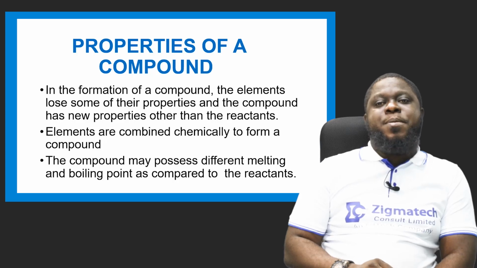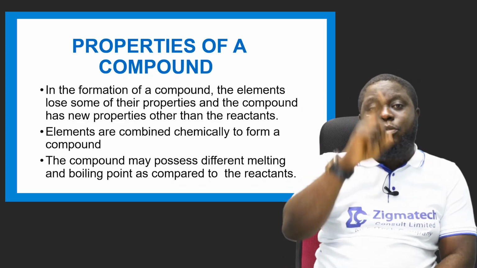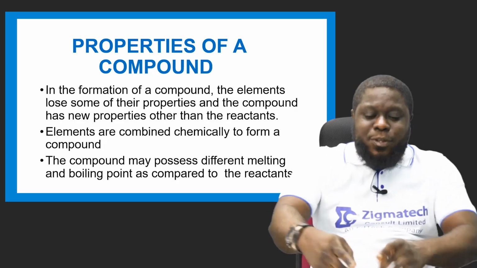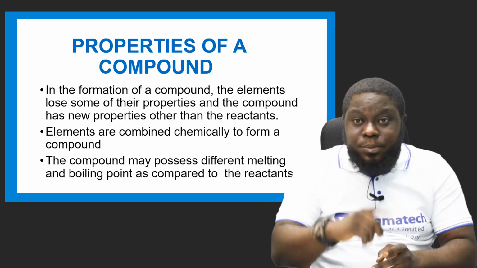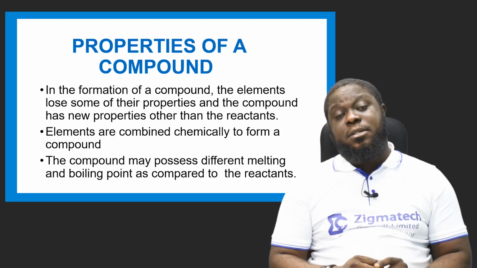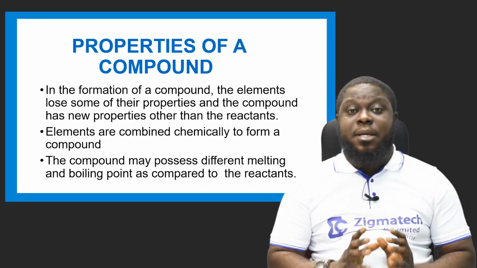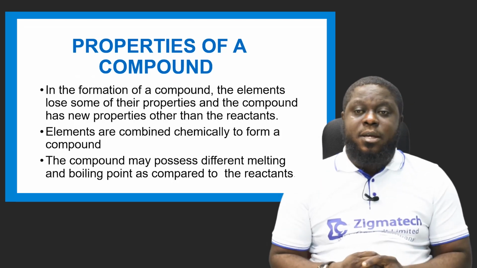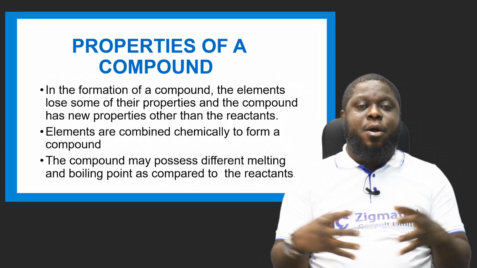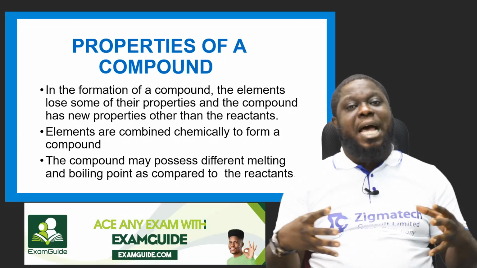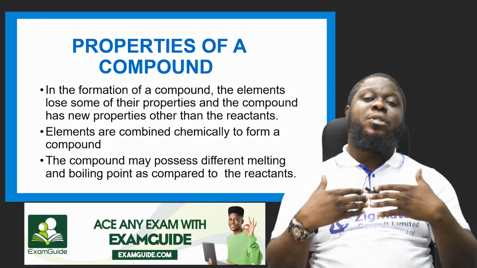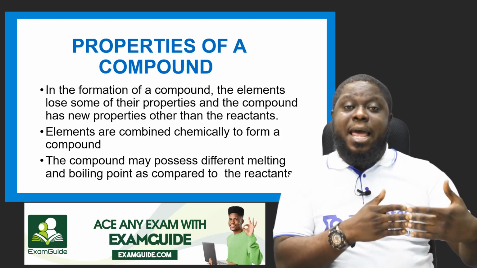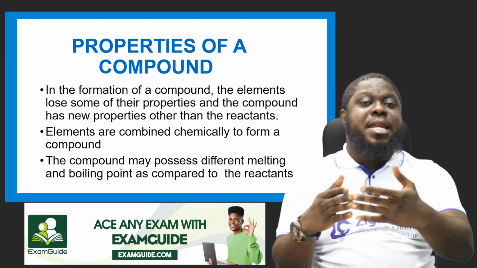The name you will give to that thing is egusi soup. You will not say meat soup; you will give it one particular name, egusi soup. That's the same thing. When I put hydrogen and oxygen together, it will give me one name, water. So elements combine chemically to form a compound. Their reactions are chemical because they must transform from being an element to being a compound.